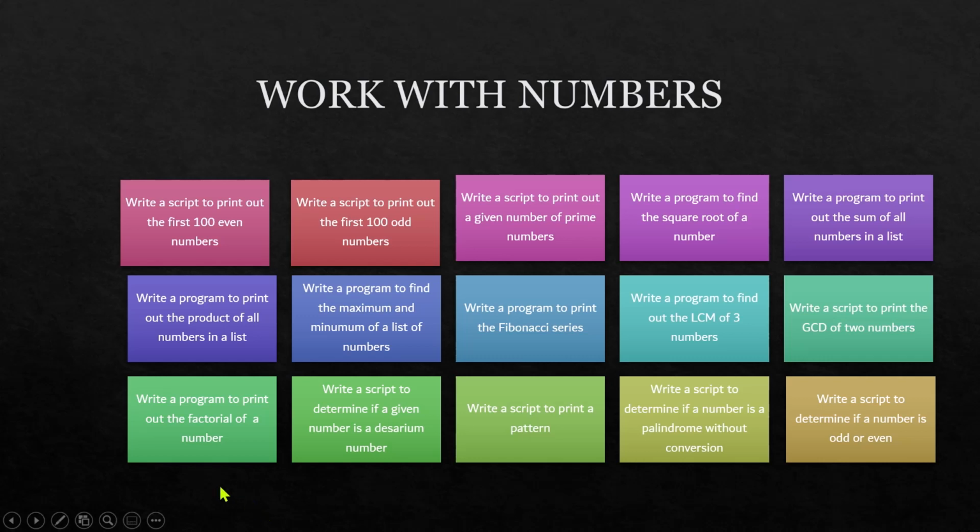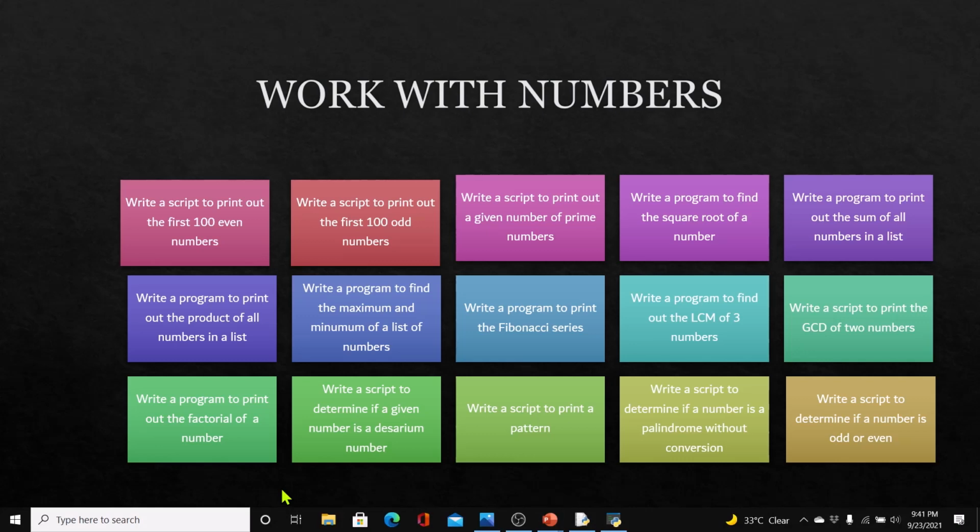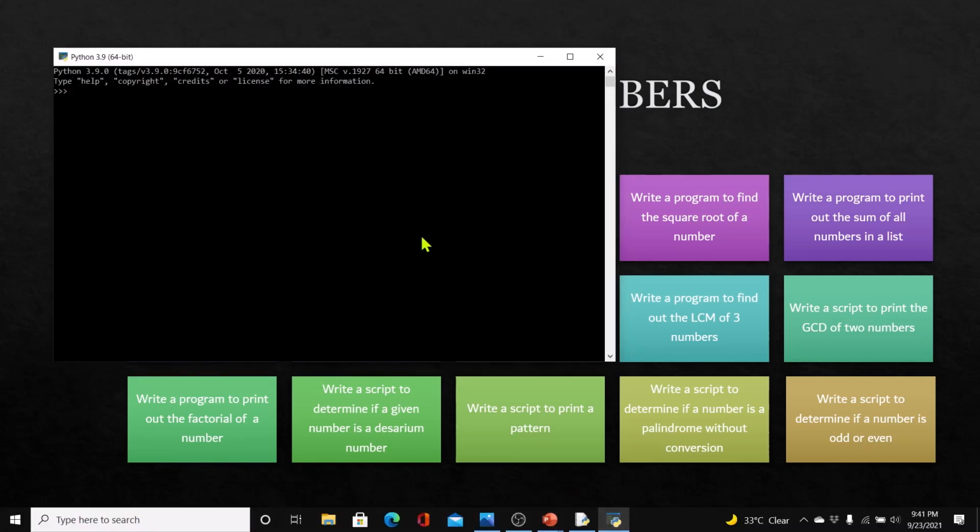Now the next script is write a program to print out the factorial of a number. Right, so what's a factorial? It would be something like this. If I said 5, factorial would be 5 into 4 into 3 into 2 and into 1. Okay. Now how do we put this in code? We could either decrement the number or we could start from 1 and increment up to 5. Right? So now let's go and write the code.